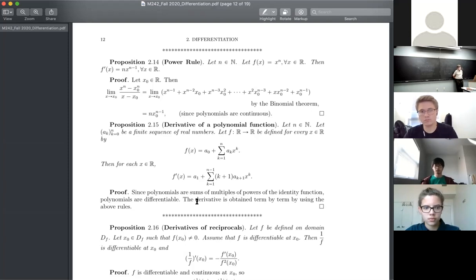If you have x cubed, the derivative is 3x squared. What do you do? You bring the power down by 1, and you multiply in front by the original power. So if it's x to the 15th, the derivative would be 15x to the 14th.